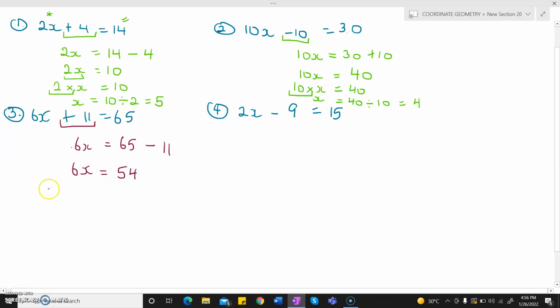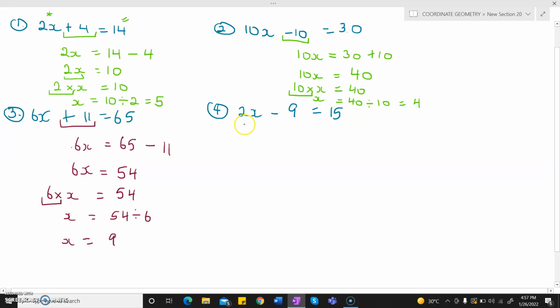Remember, 6x is the same as 6 times x. So 6 times x equals 54. We want to move across this multiplication. So you're going to get x is equal to 54, opposite of multiplying by 6 is division by 6. So x here would be 9.